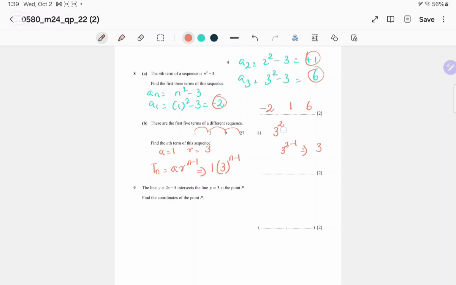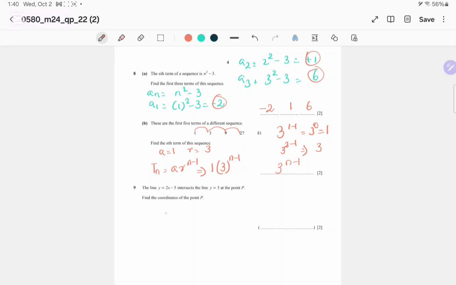For the first term, we substitute 1 minus 1, which is 0. So 3 power 0 is 1. Okay, is it clear? Can I write it here one more time? For the next term, 3 power 2 minus 1, it gives the answers. So your formula is 3 power n minus 1.